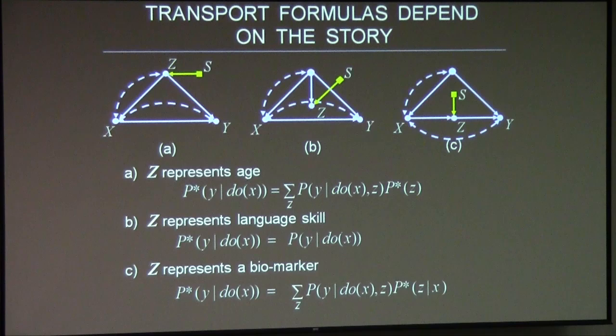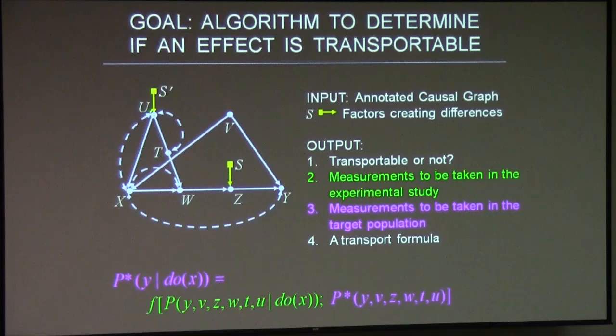So this is what we want. You give me a complex graph and tell me only where you suspect the differences are between the two populations. I suspect here, I suspect here. The input is an annotated graph with the factors that have the potential of creating differences. You don't know quantitatively what the differences are. You just suspect.